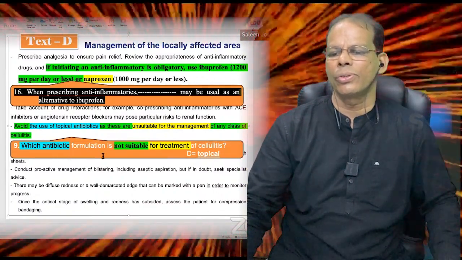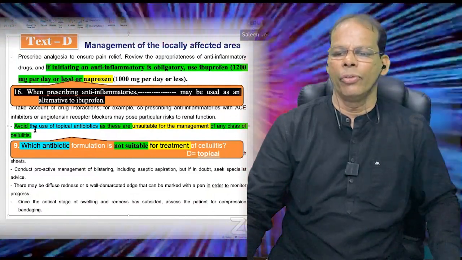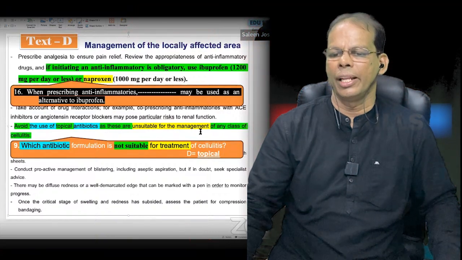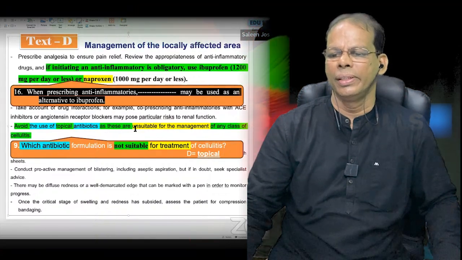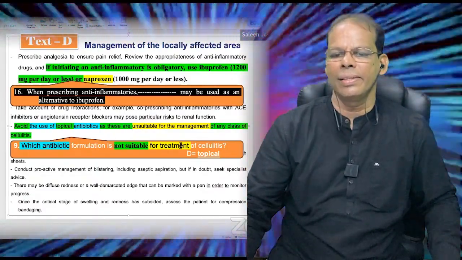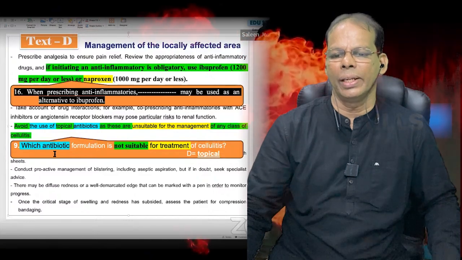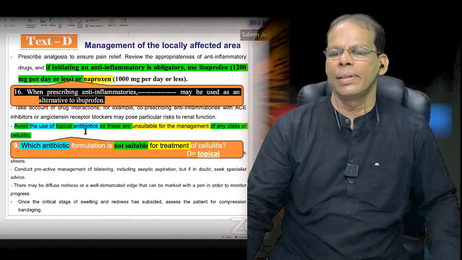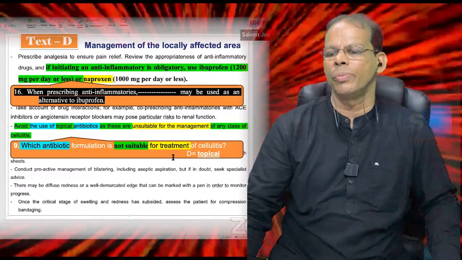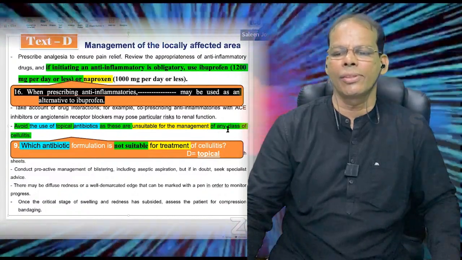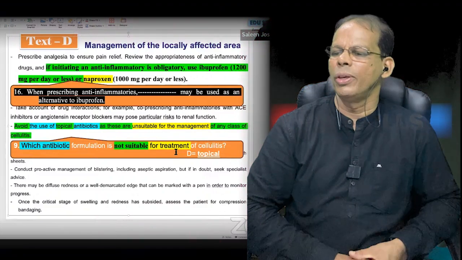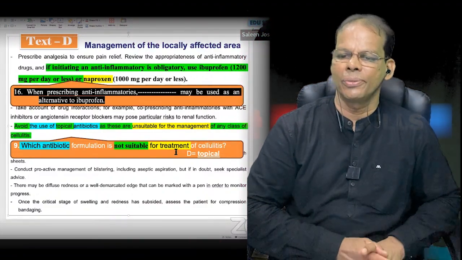Which antibiotic formulation is not suitable for treatment of cellulitis? Avoid means not suitable. The use of topical antibiotics, as these are unsuitable for the management. Unsuitable means you have to avoid, right? Whatever is not suitable should be avoided. So the answer is topical antibiotics. They are not suitable for management of any class of cellulitis, meaning for treatment of any cellulitis. So topical antibiotics are not to be used. Is that clear? Yes, Father.